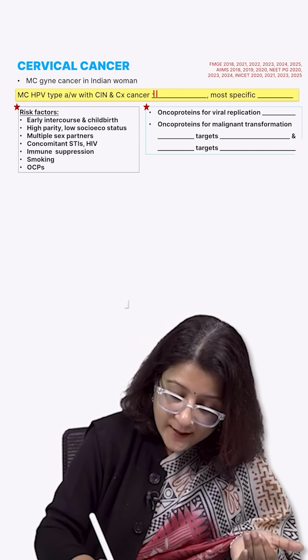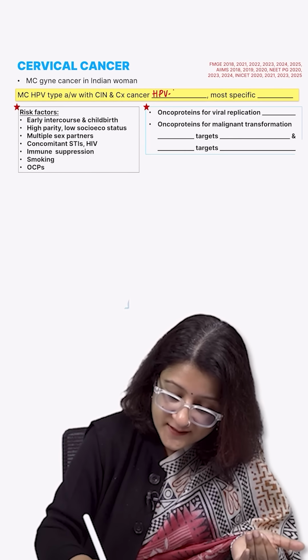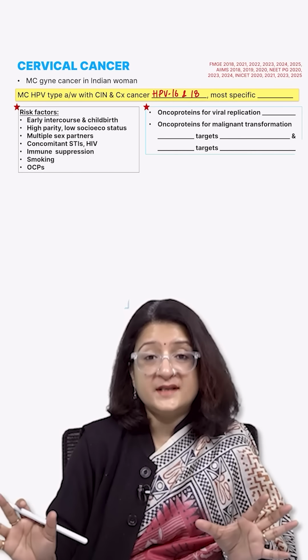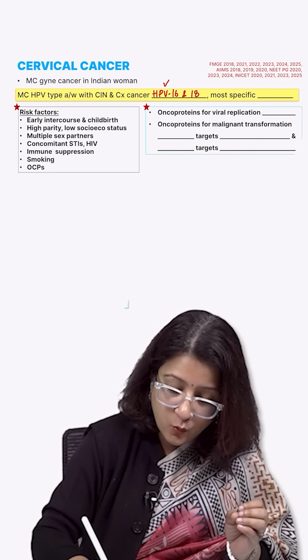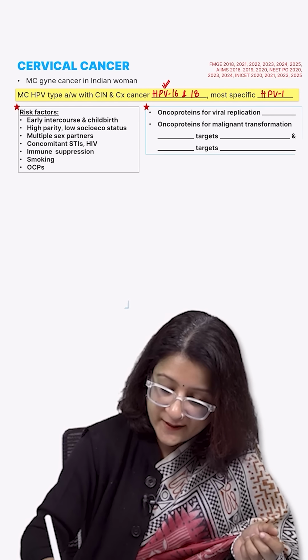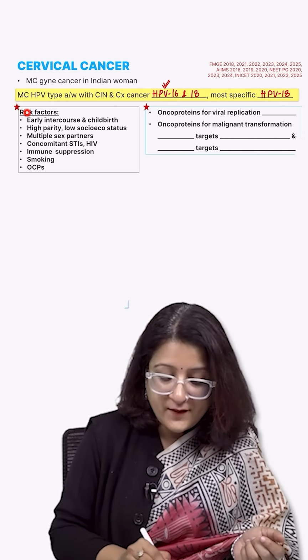So which are two high-risk HPV types? HPV 16 and 18 together account for 70% of cases. But if you have to pick one, then the answer is HPV 16. Most specific is HPV 18. Okay. Now look at the risk factors, right?